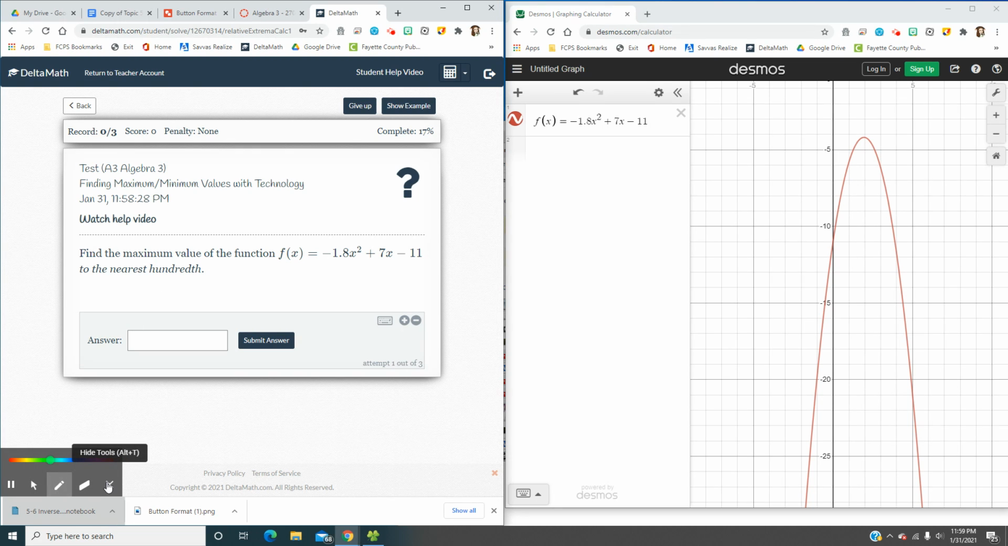I want to find the maximum value. Well, the maximum value of a function, when it says the maximum value, is the highest y value.